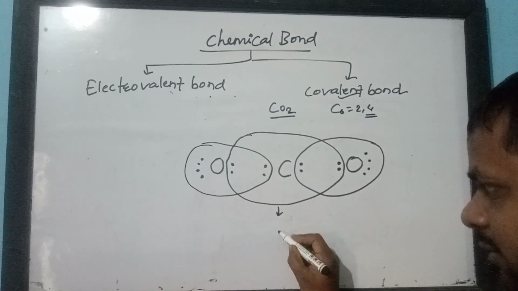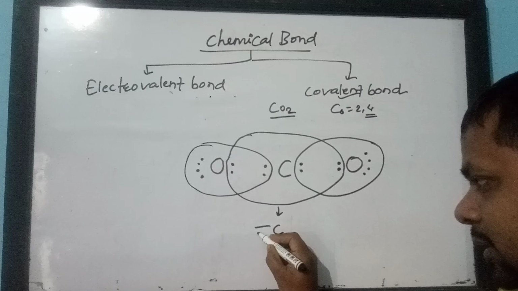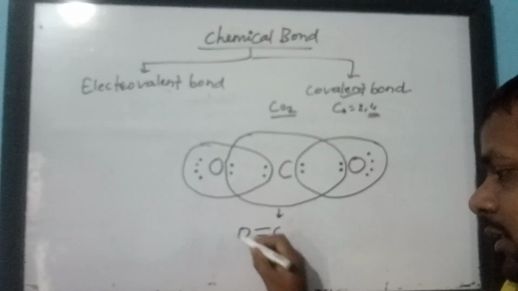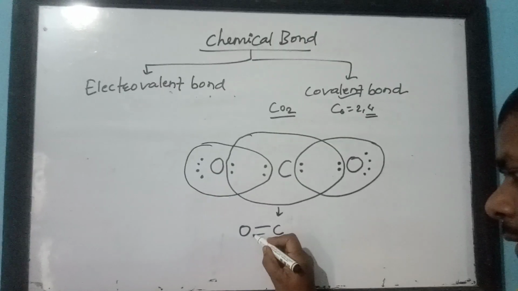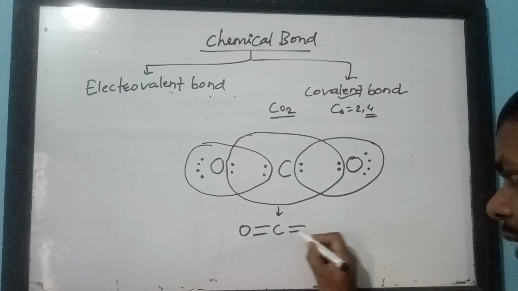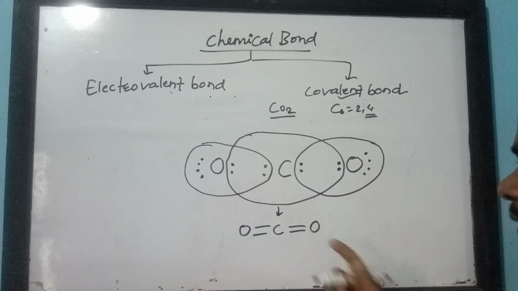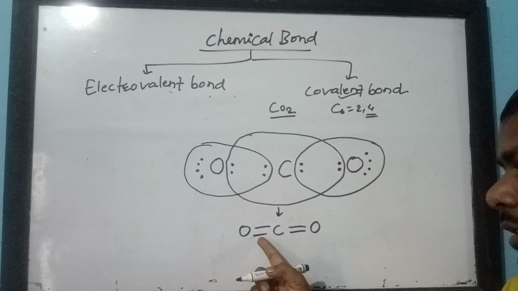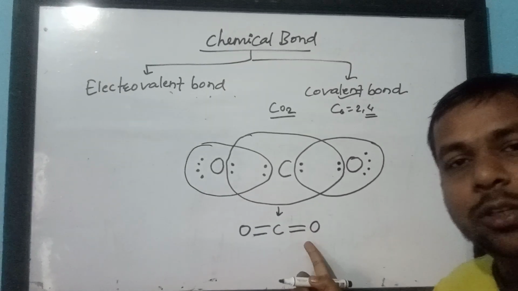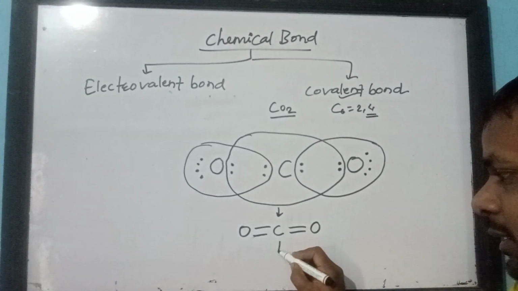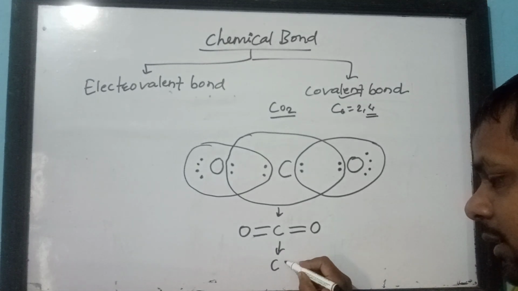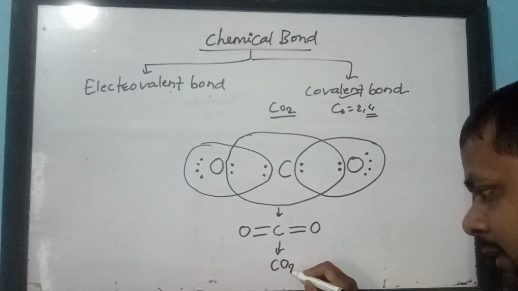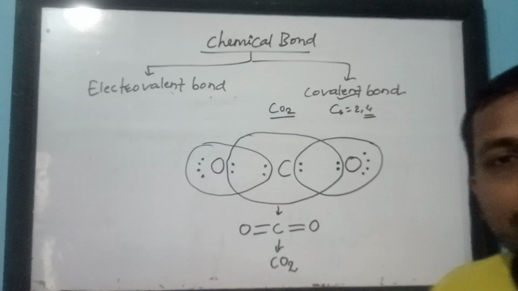Then finally we can show it like this. 2 electrons are shared with this oxygen, and 2 electrons are shared with this oxygen atom. In this way there is a double covalent bond here and a double covalent bond here, and finally the CO2 molecule is formed like this.